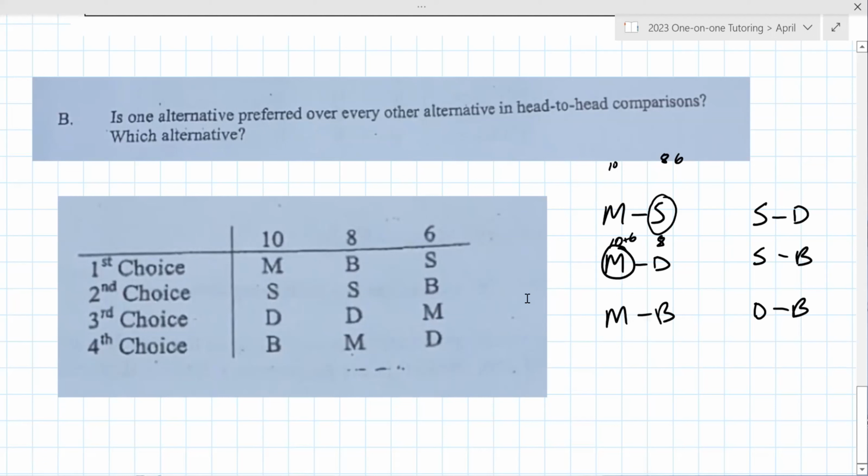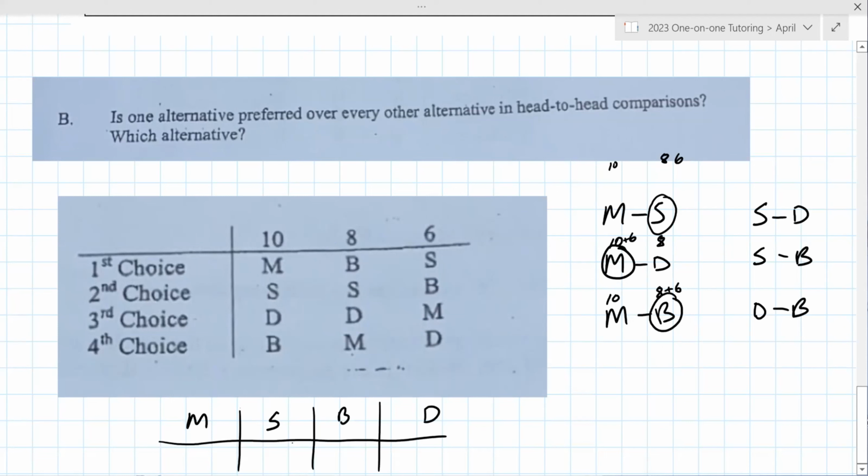So how about M versus B? Again, M wins the first one, that's 10. In the second one, B wins because it's higher, that's 8. In the third one, B wins because it's higher, that's 6, so B wins that one. So far, if we're keeping a tally of M, S, B, and D, S is 1-1, M is 1-1, and B is 1-1, which tells you something. It's not as decisive for M as we maybe thought.